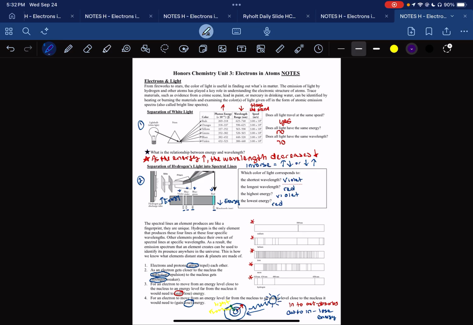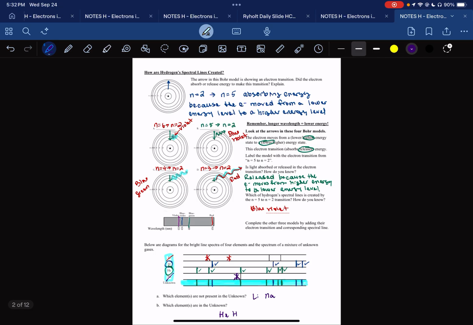Another thing you want to do is make sure that you understand these diagrams. These Bohr models, one of them is showing an electron moving from a lower state to a higher state. In that case, they are absorbing energy. So you want to make sure that you understand how to interpret these, because these down here, these others, are going to be releasing the energy. And if you were to see that again, you want to be able to identify that.